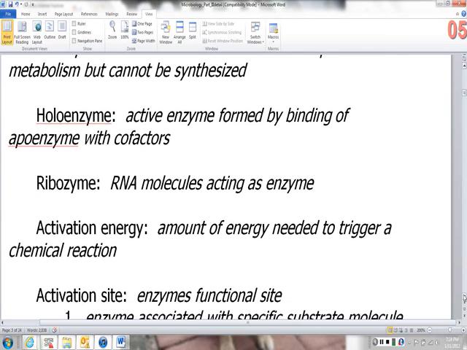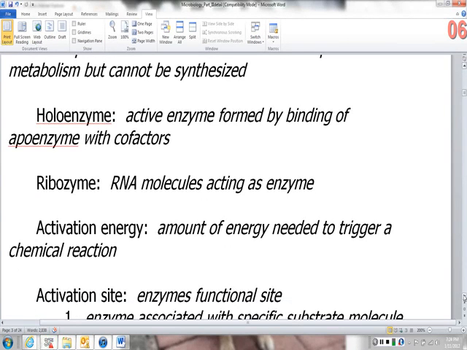A certain amount of energy, the activation energy, is needed to trigger a chemical reaction. The active site is the enzyme's functional site. When the enzyme functions, it will associate with a specific substrate molecule. It will bind to form a temporary compound, the enzyme-substrate complex. The bonds within the substrate are broken to form new products, or new bonds are formed in anabolism. Then the enzyme dissociates and resumes its original configuration.